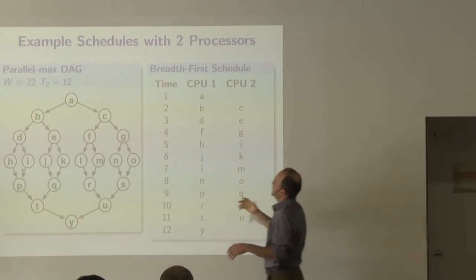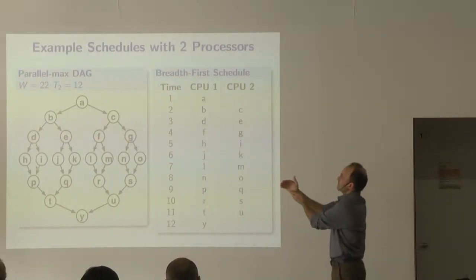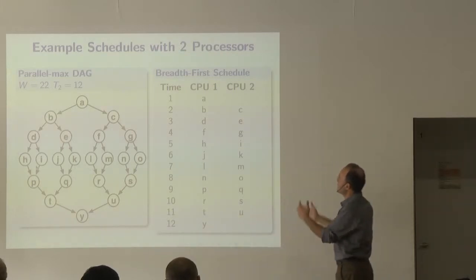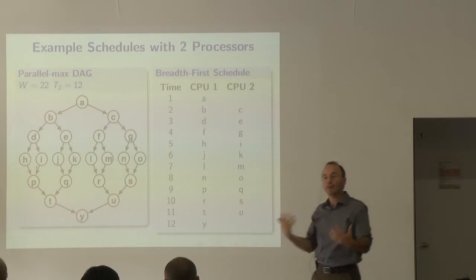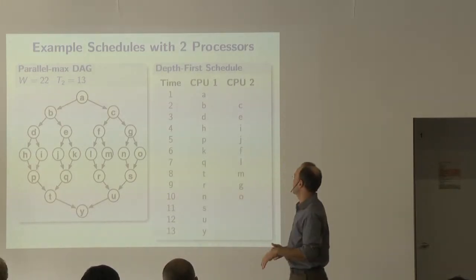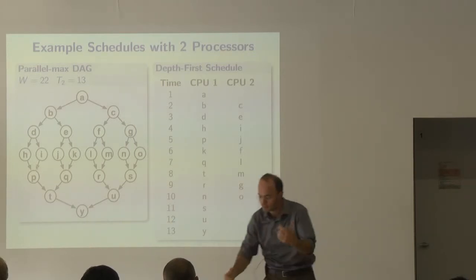Simple, so that can be written in this way. So now the work here is 22, and the time on 2 processors, T2, which is the time it took to run this computation on 2 processors, is 12, the number of steps here. And here's the schedule, right? There are many schedules I can have. This is a breadth-first schedule. Here's a depth-first schedule. That executes in a slightly different way, still observing the dependencies.